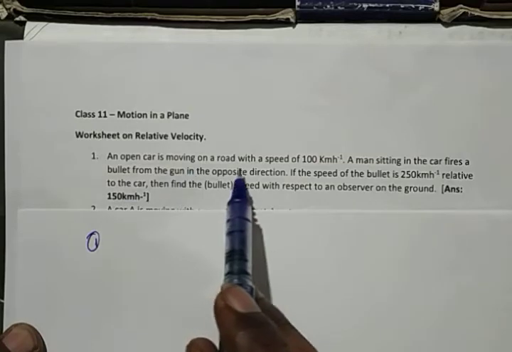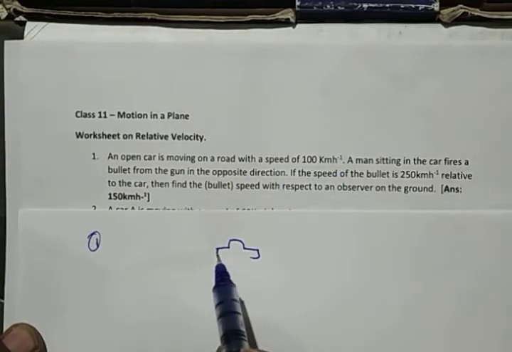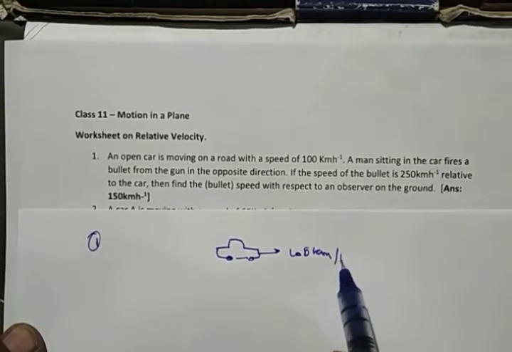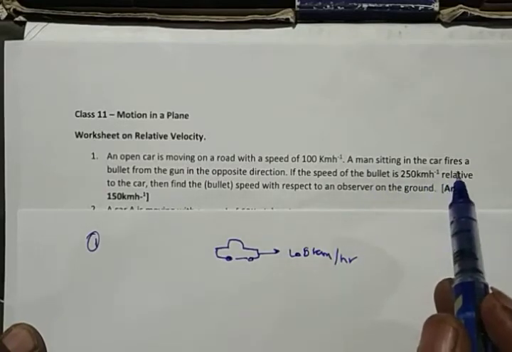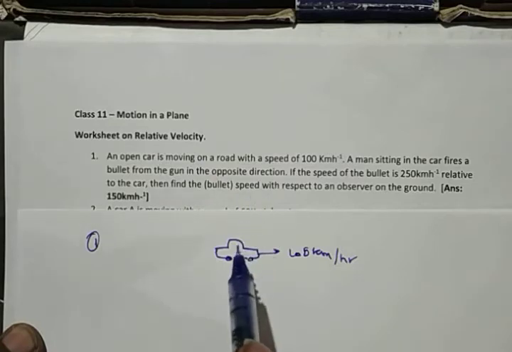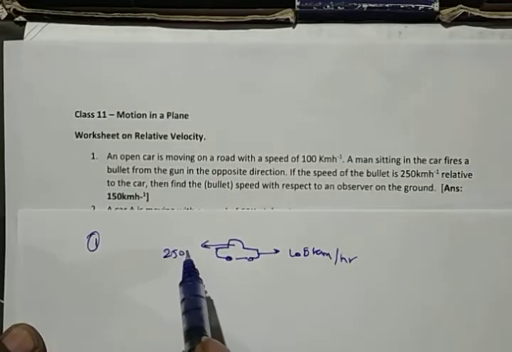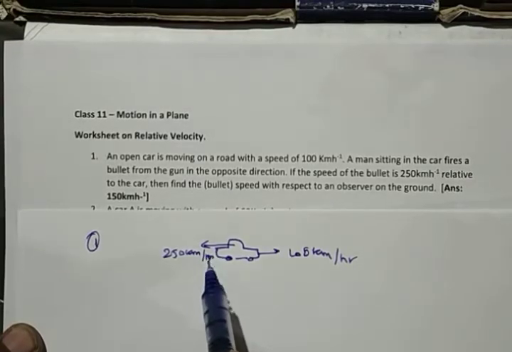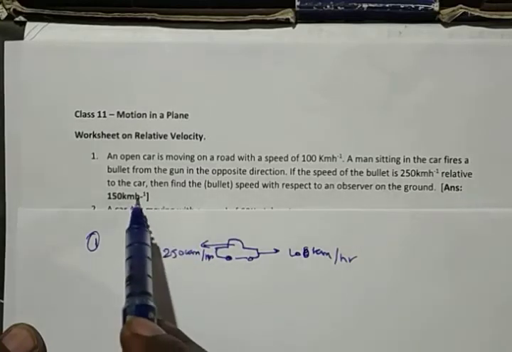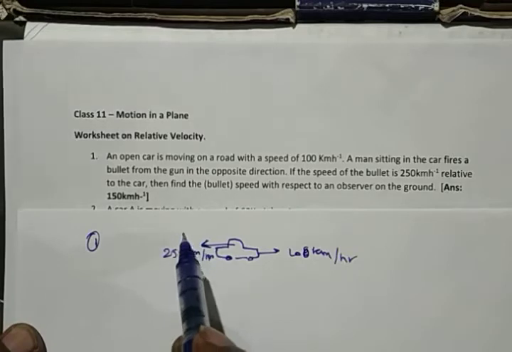A car is moving on a road with a speed of 100 kilometers per hour. A man sitting on the car fires a bullet from the gun in the opposite direction. So there is a firing happening here in the opposite direction at a speed of 250 kilometers per hour. Now it is relative to the car. This is already relative to the car. This is a relative velocity.